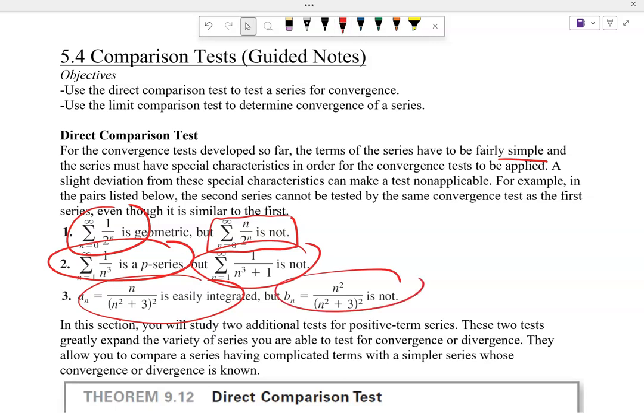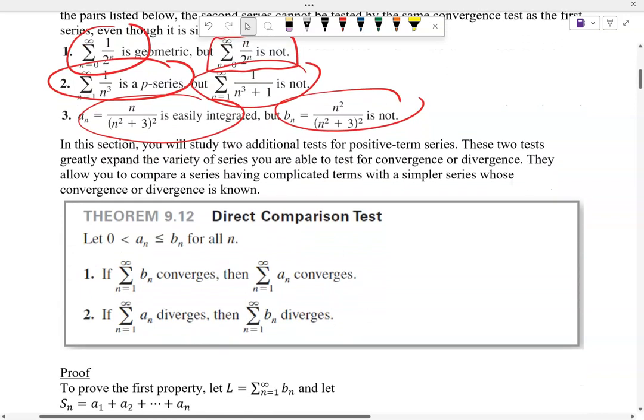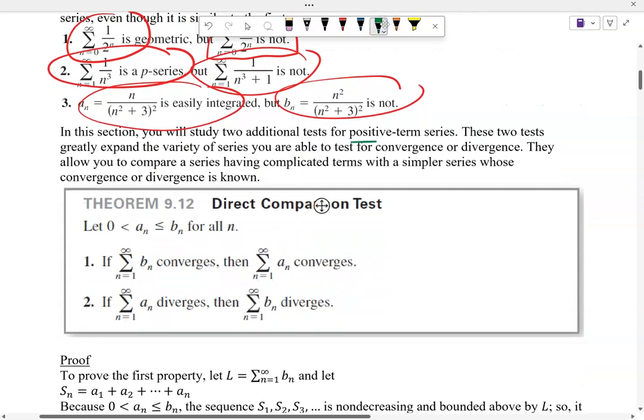So we're going to be given 2 additional tests today. These are for positive term series. So we'll have the direct comparison test and the limit comparison test. And this will expand what we can test for convergence and divergence, because we can take a messier series and compare it to something similar or simpler. Okay, so we'll start with the direct comparison test first.